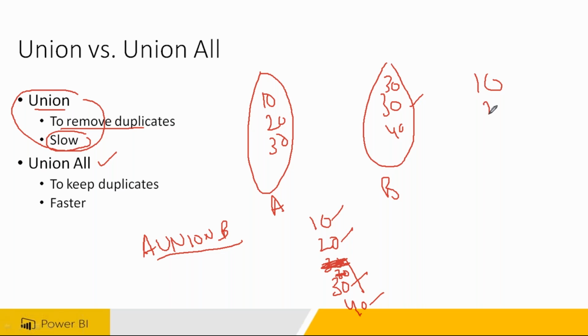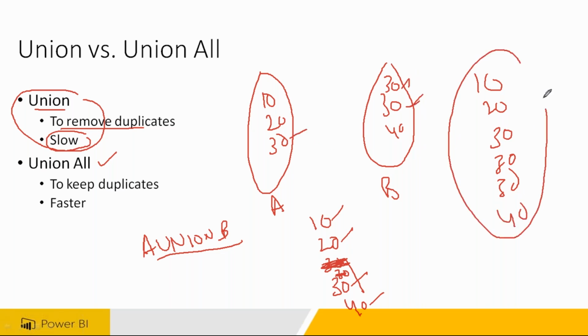I will get 10, 20, I will get 30, 30, again 30, and then 40. So this is what is called the union all operator. Clear? So what is the difference between union and union all?